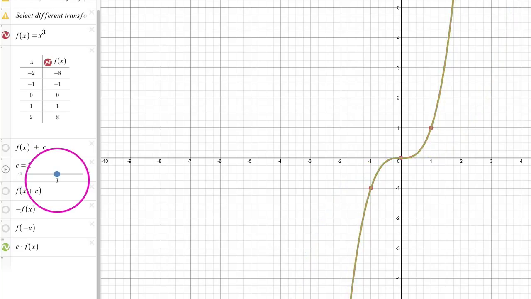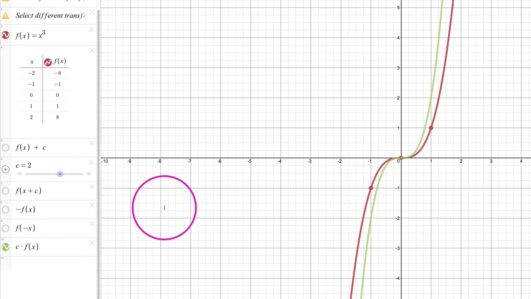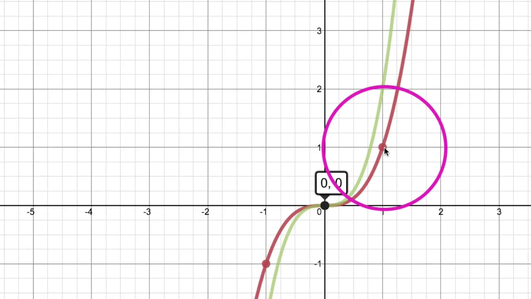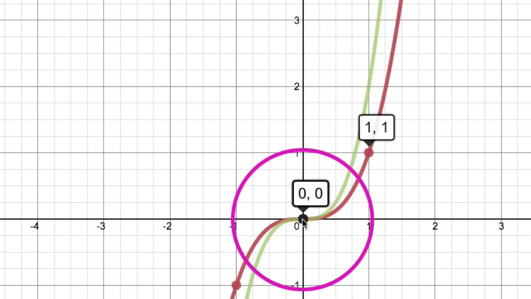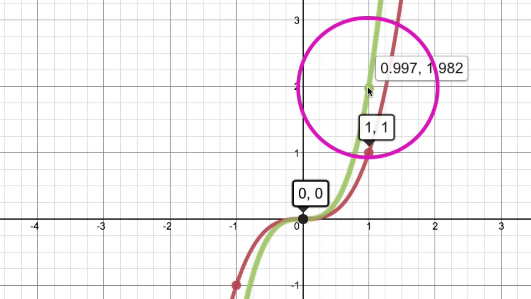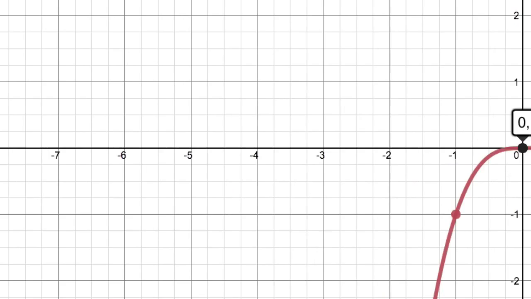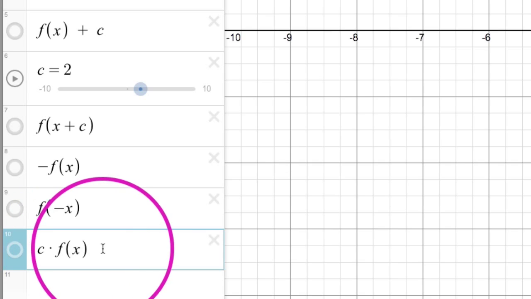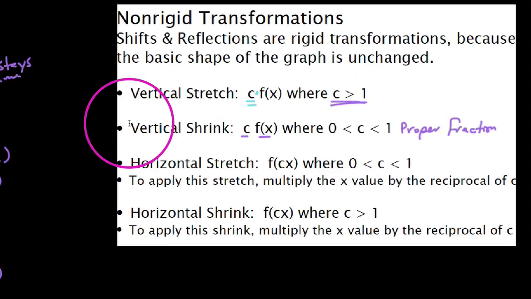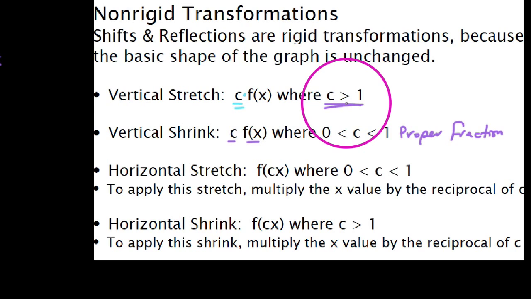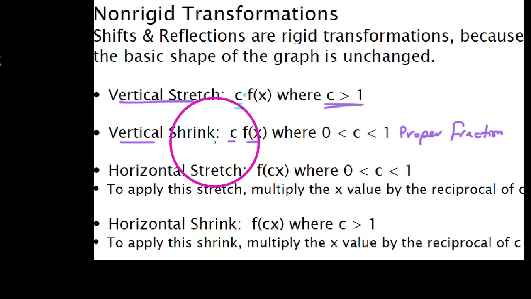And if we were to make c have a value bigger than 1, it actually starts to stretch by that factor. So if we make c equal to 2, instead of starting at the origin and going through (1, 1), it'll start at the origin and go through (1, 2). Everything in terms of an output was essentially doubled. So it's important to know that when you take all the y values times some factor bigger than 1, we're going to get a vertical stretch. And if you take all the y values times some factor that is a proper fraction, we get vertical shrink.